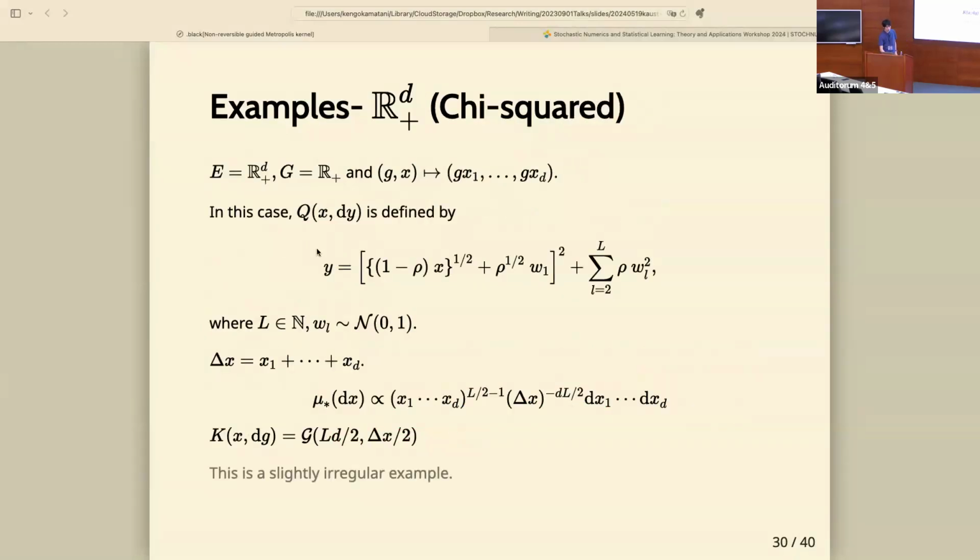So this is another example. In this case, it's d-dimensional positive numbers, and J is the positive line. Then the next state is defined by some sort of gamma distribution with some index. And in this case, K is also a gamma distribution. So this is a two-step procedure. First, we simulate G from this gamma distribution, and then simulate Y from this gamma distribution.